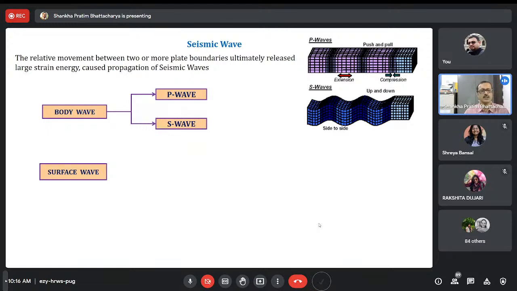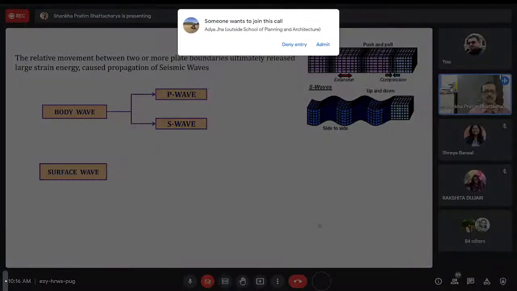Initially these two waves will be initiated, the P wave and the S wave. You see in the right hand side the figure is given. The P wave is called the primary wave, which is a little faster than the S wave from the speed point of view, and the S wave is called the secondary wave, or sometimes also the shear wave. One is a longitudinal kind of wave and one is a transverse kind of wave.